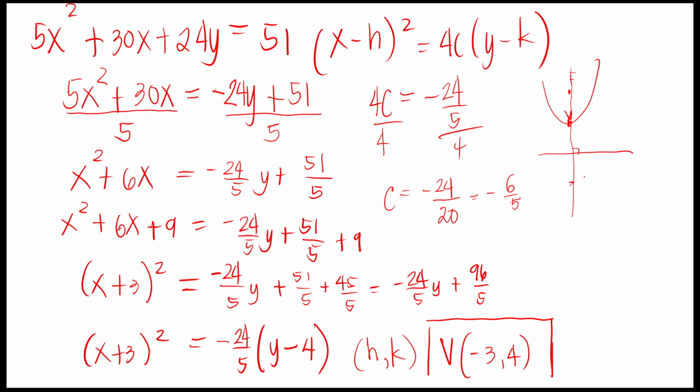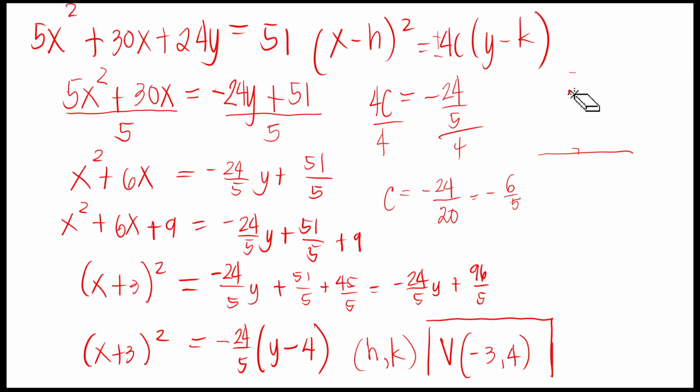The C that we get is the distance from the vertex to the focus. Okay. From the standard equation of the parabola, it's actually positive or negative for C, right? Because it depends upon which way the parabola opens.